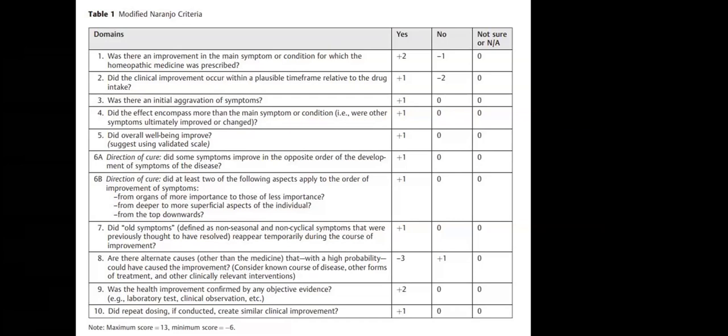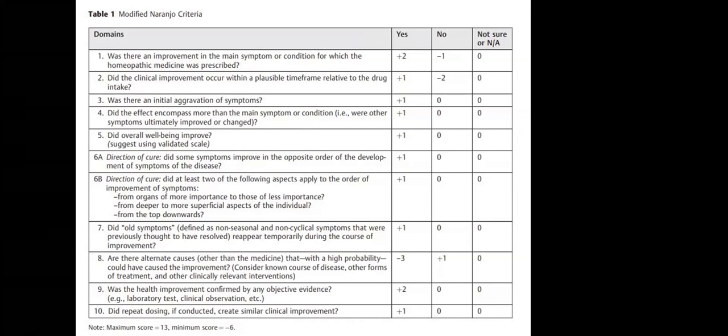And the most important question is, here's the question number 8. It means, are there any alternate cause that have a very high probability to cause the improvement? Like patients, apart from our homeopathic medicines, sometimes come and they're also on allopathic medication, or other Ayush therapies, so that those treatments can also cause some improvement in the patients. And apart from medication, there are other clinically relevant interventions, like patient does physiotherapy or yoga, that may also bring about some positive change. So we have to assess whether there are any alternate cause or not. If there are other alternate cause, we have to score -3 here.